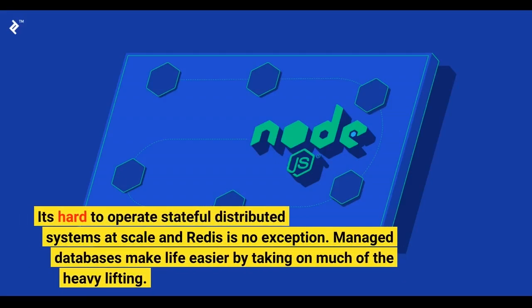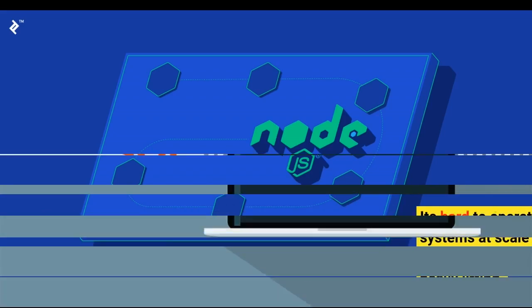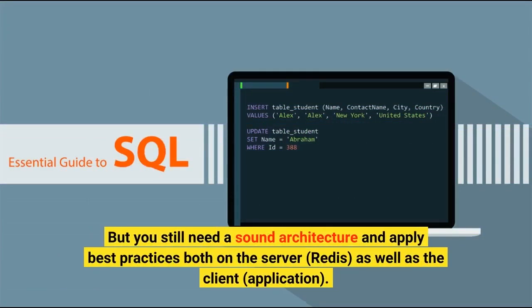It's hard to operate stateful distributed systems at scale, and Redis is no exception. Managed databases make life easier by taking on much of the heavy lifting. But you still need a sound architecture and apply best practices both on the server, Redis, as well as the client application.